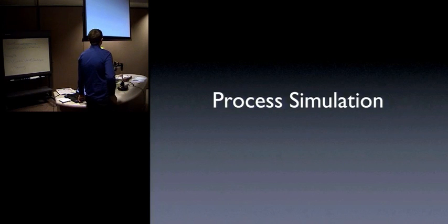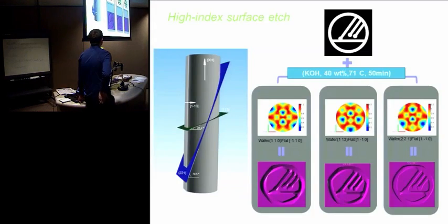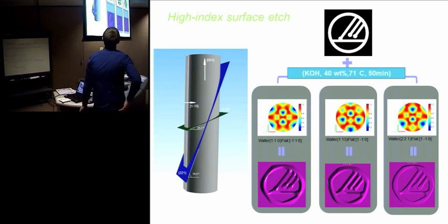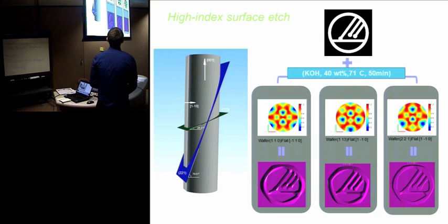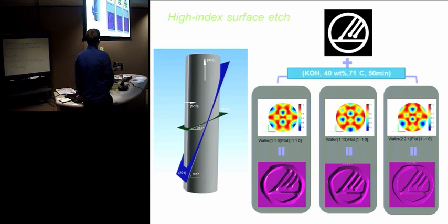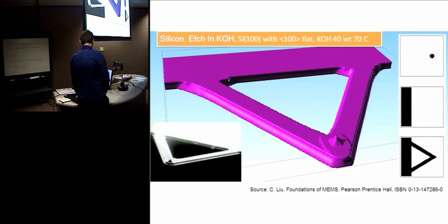As far as process simulation goes, we've made a few enhancements for FabSim, higher index surface etching. So this is something that we've had in Intella Etch, but we've improved for FabSim. This is just an example from Intella Etch.